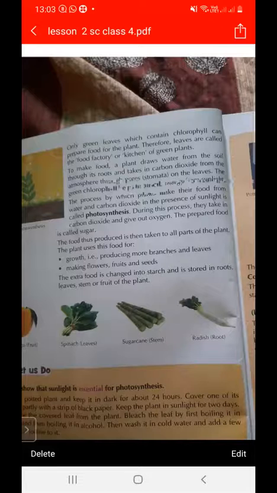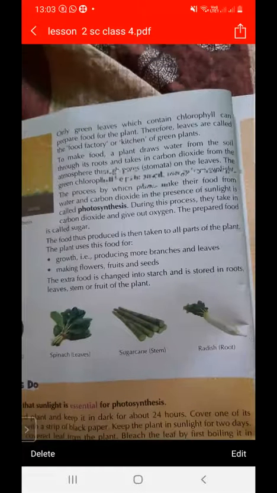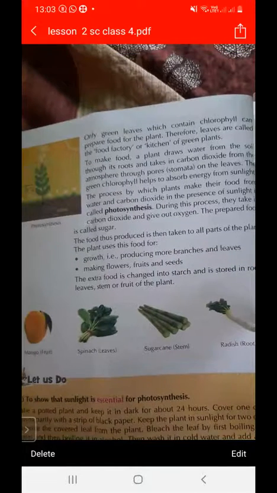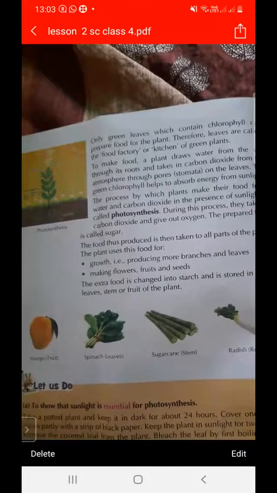When the food is prepared by the plant, this food is called sugar. And the food thus produced is taken to all parts of the plant. The plant uses the food for its growth, making flowers, fruit, and seeds. The extra food is changed into starch and stored in the roots, stem, flower, and fruit of the plants. And how do plants make their food?